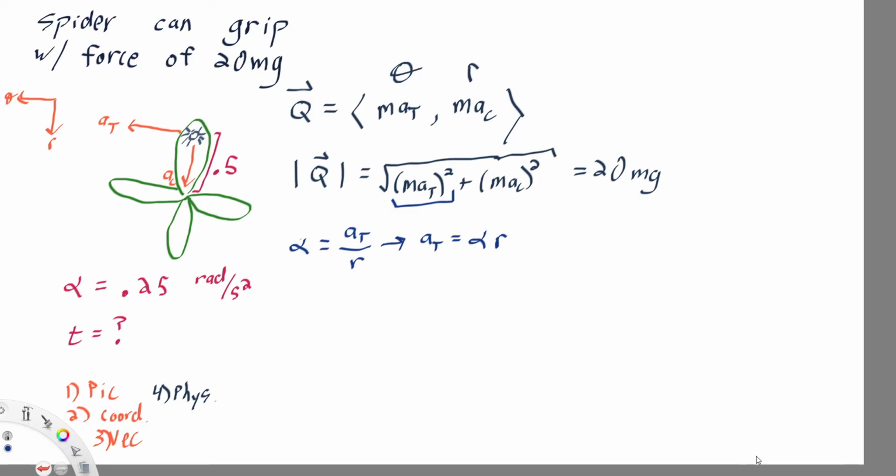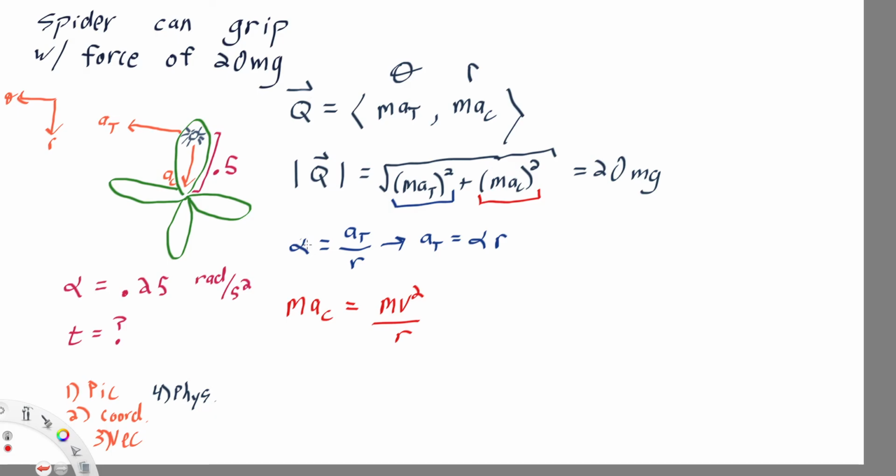Our second term under the radical is going to take a little more work. We know that the centripetal acceleration that we need to provide in order to stay on this circular path has got to be v squared over r.